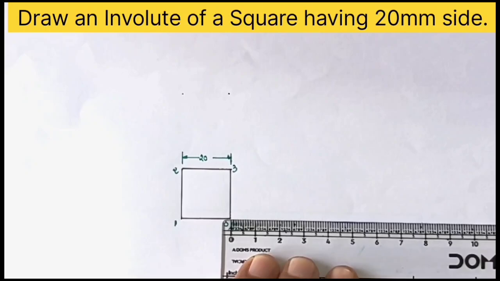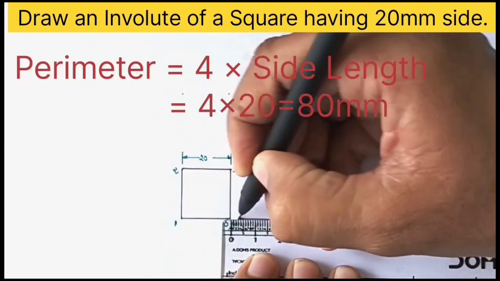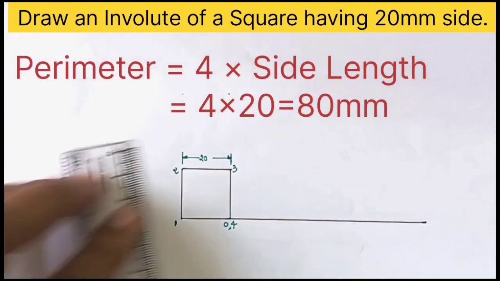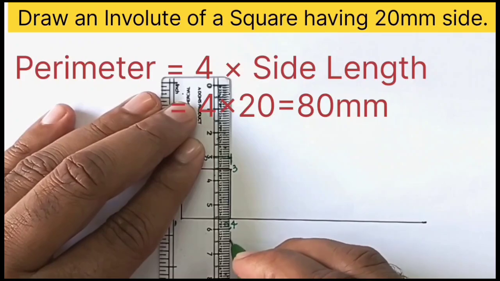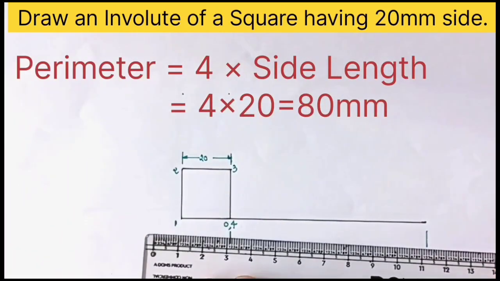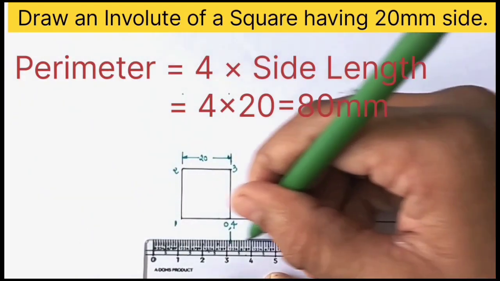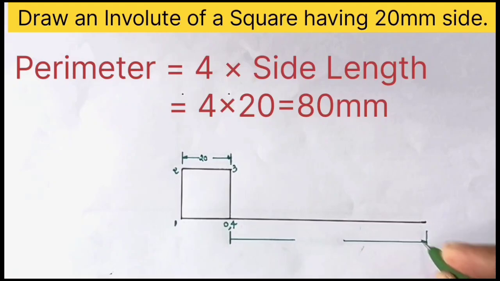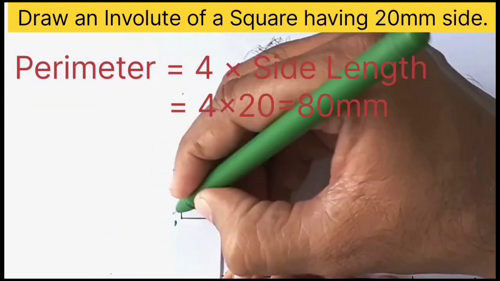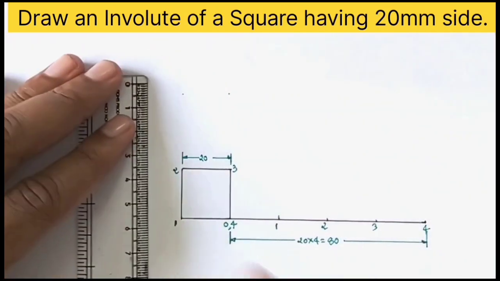Now draw a line from point 0 whose length should be equal to the perimeter of the square. The perimeter means the sum of all sides. So 20 multiplied by 4 equals 80 mm. So draw a line of 80 mm and divide it into 4 equal parts, for the 4 sides of the square. And label these points as 1, 2, 3 and 4.